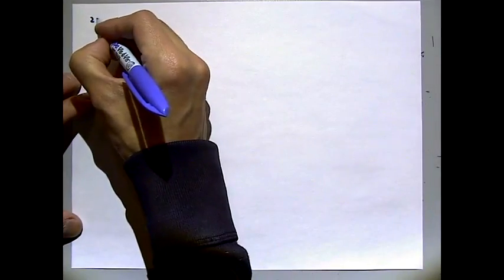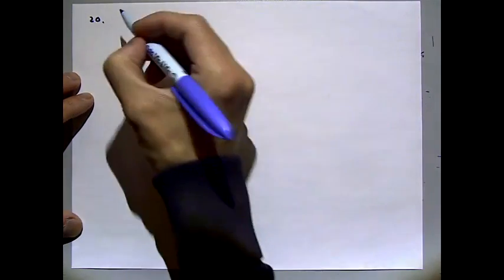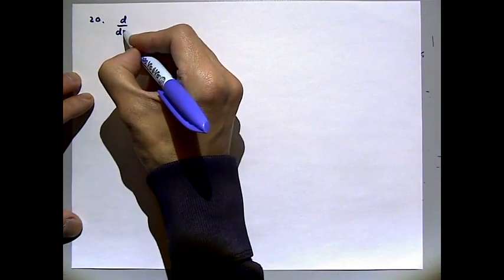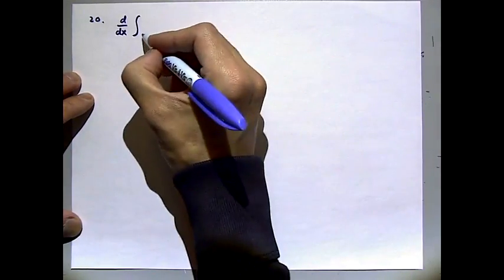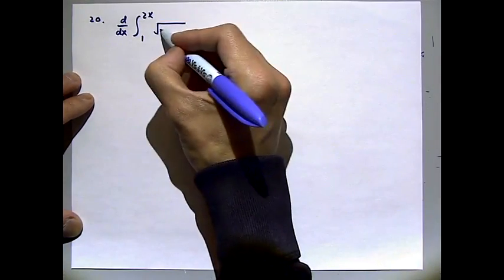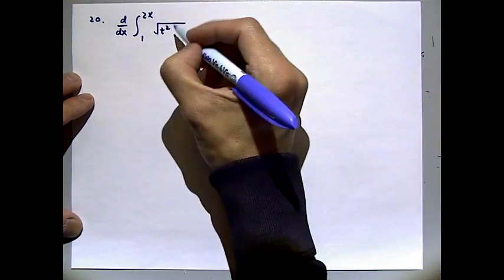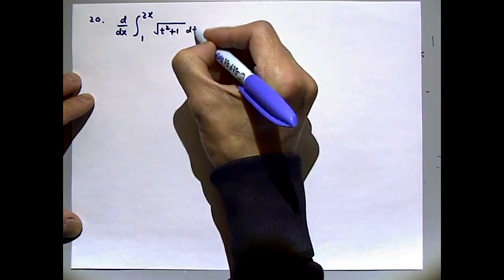Last time we ended with 19. Let's go look at 20. In 20, we're looking for the derivative of the definite integral from 1 to 2x of radical t squared plus 1 dt.